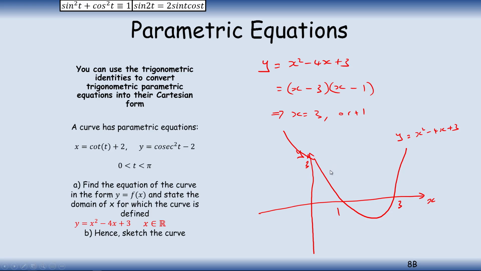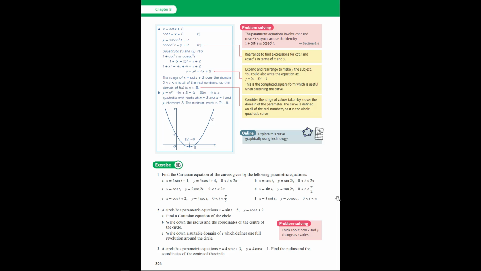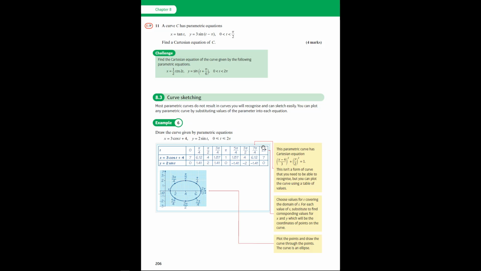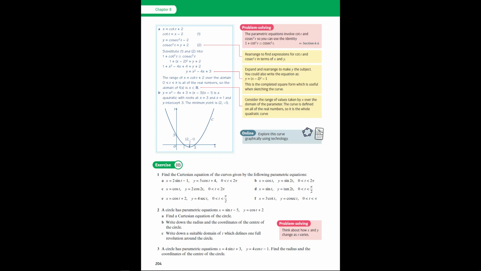Good. Hit pause, sketch a much better diagram than mine, and when you're ready I've got some classwork for you. Your classwork is exercise 8b. It's on page 204 in the book. I'd say left hand side and all of question 2, and then work your way down through the questions. Okay, good. Good luck.